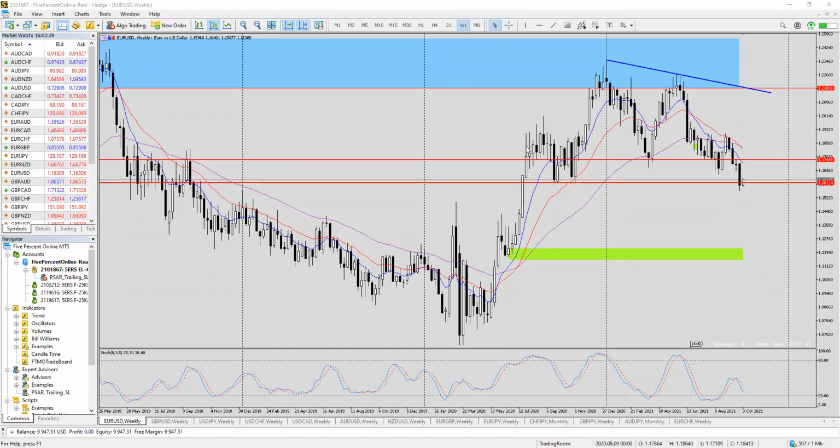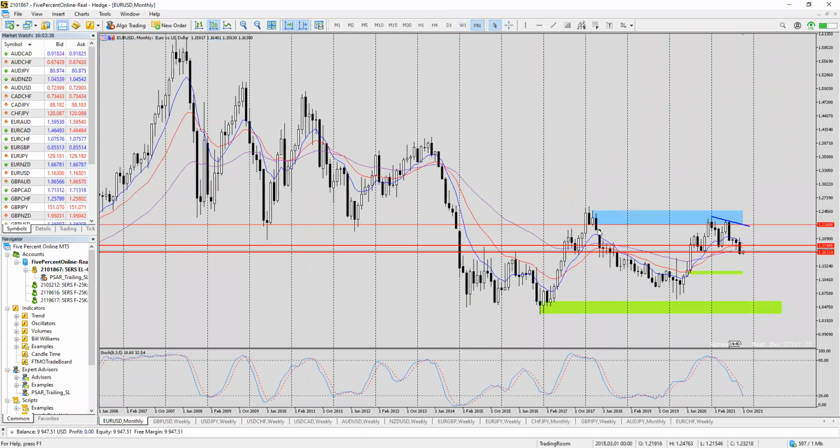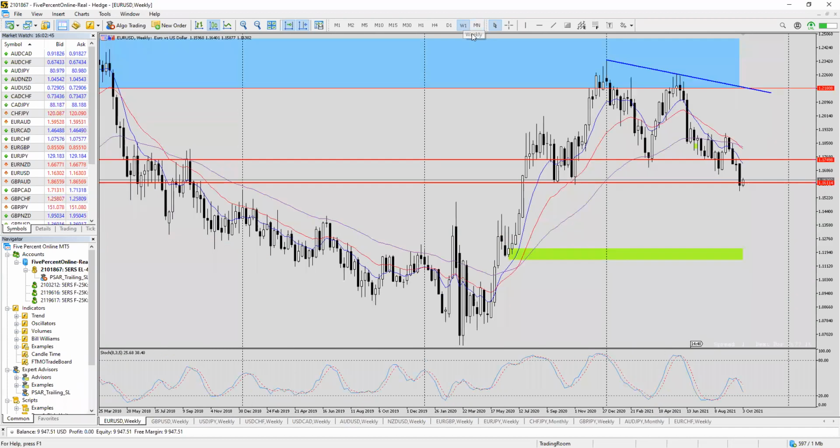So let's start with the euro dollar, the weekly chart. You can see that overall it's been going down nicely from the monthly or the weekly supply zone. And it looks like it's about to complete or has just completed a double top pattern, more or less. It's not a perfect one, but pay attention to the fact that last week it closed below this low here, these two lows more or less.